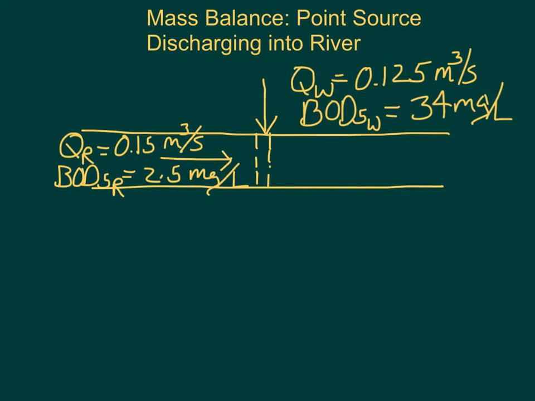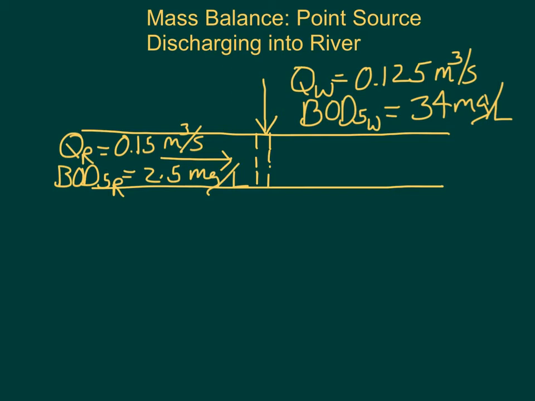Applying conservation of mass at the point of discharge, we know that the mass flowing in from the waste stream plus the mass flowing in from the river itself has to equal the mass once those two streams mix together. That lets us determine the resulting concentration at the point of discharge. We're going to write a mass balance equation.